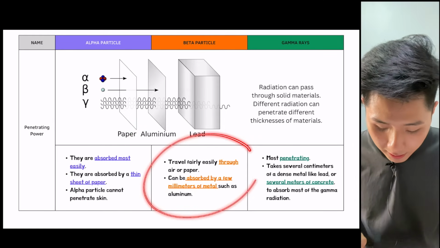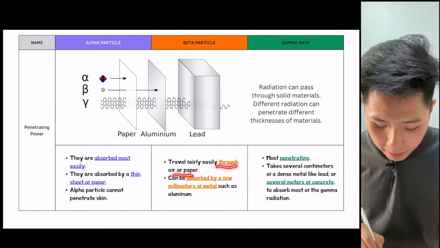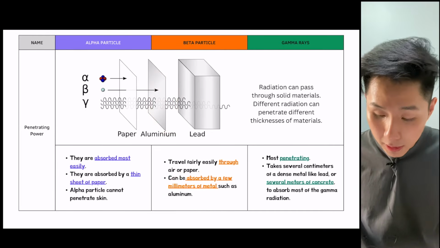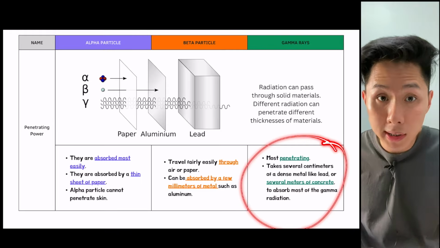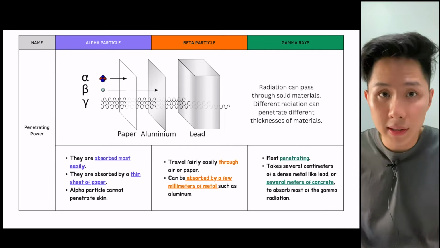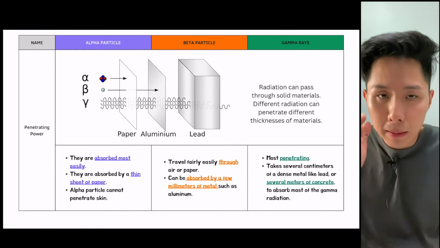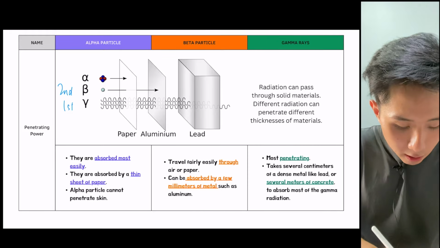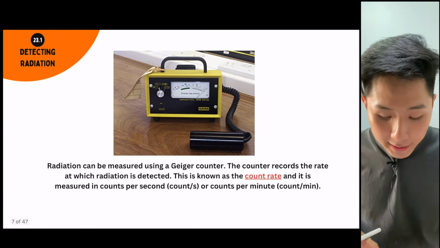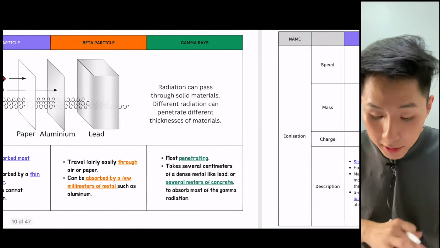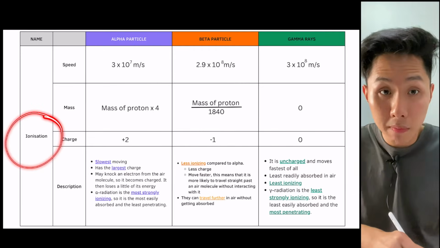As for beta, they can travel through air and paper, and can be absorbed by metal like aluminum. And for gamma rays, they are the most penetrating. That's why we use them for cancer treatment. It takes several centimeters of dense metal like lead to absorb them. So if you were to rank the penetrating power, gamma will be first, beta second, alpha third. When we compare the penetrating power, another thing we can compare is their ionization power.